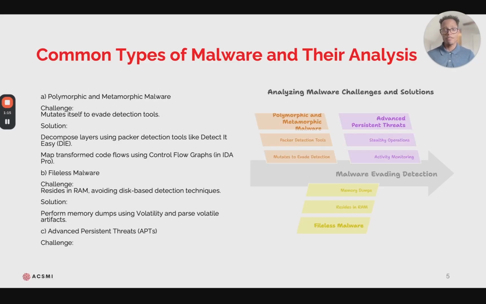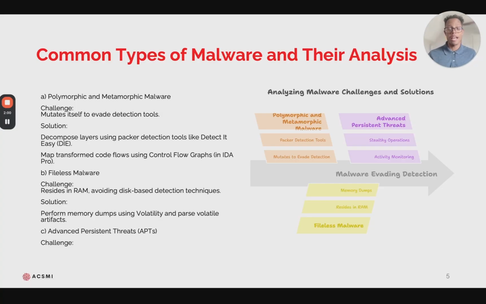So some common types of malware, we talked about this before, well, you have polymorphic and metamorphic malware. The challenge is it can mutate itself. Common types of malware and their analysis, because we talked about this before. Polymorphic, for instance, well, we know that it can mutate itself. Well, another way you can mitigate that is using a tool called Detect It Easy. Fileless malware, where it resides in RAM. It's not going to be downloaded to your normal storage device. A solution to that would be to perform memory dumps using Volatility, right?